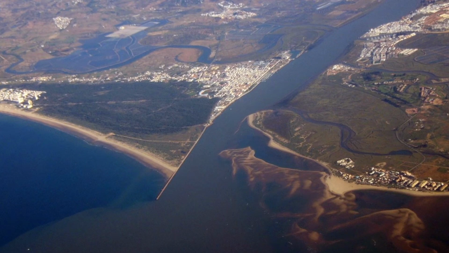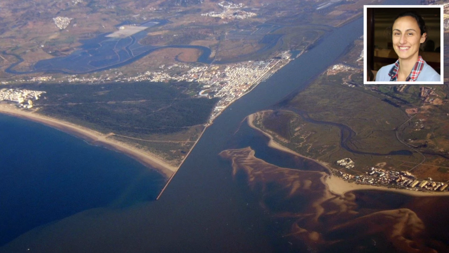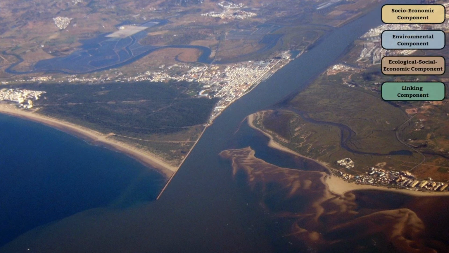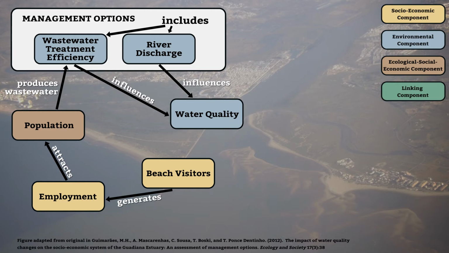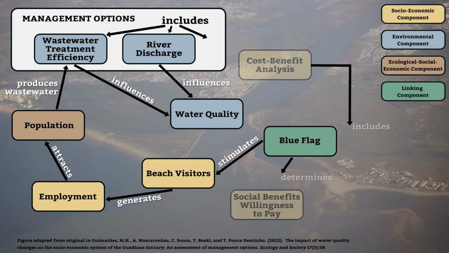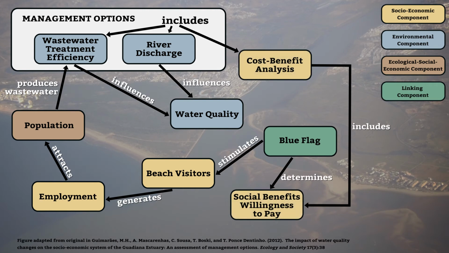A final example is drawn from work by Elena Guimarães of the University of Évora. Guimarães has been studying the Guadiana estuary on the border between Portugal and Spain, where increased tourism provides economic benefits but also contributes to water quality problems. She and her colleagues explored the idea that the use of an eco-labeling approach, which was given the Blue Flag Award, would stimulate tourism, which, in turn, might increase willingness of the year-round residents to pay for increased wastewater treatment. As a note, the Blue Flag Award is given on a seasonal basis and only if the water quality meets certain standards.